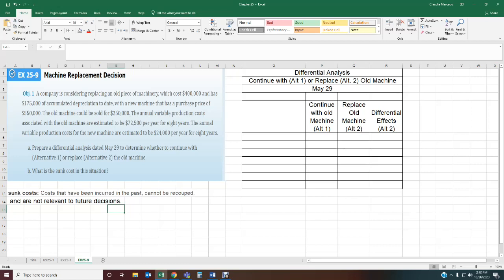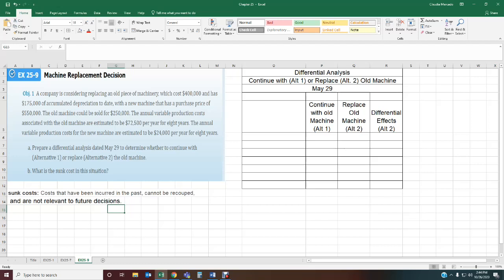The annual variable production cost associated with the old machine is estimated to be $72,500 per year for 8 years. The annual variable production cost for the new machine is estimated to be $24,000 per year for 8 years. So regardless of which of the two options we choose, we're going to have some annual costs. If we keep the old machine, we're going to have annual production costs of $72,500 for the next 8 years. If we buy a new piece of equipment, we're going to have a cost of $24,000 per year for the next 8 years. So we have to compare what is the best option. Do we keep the old machinery or do we buy a new one?